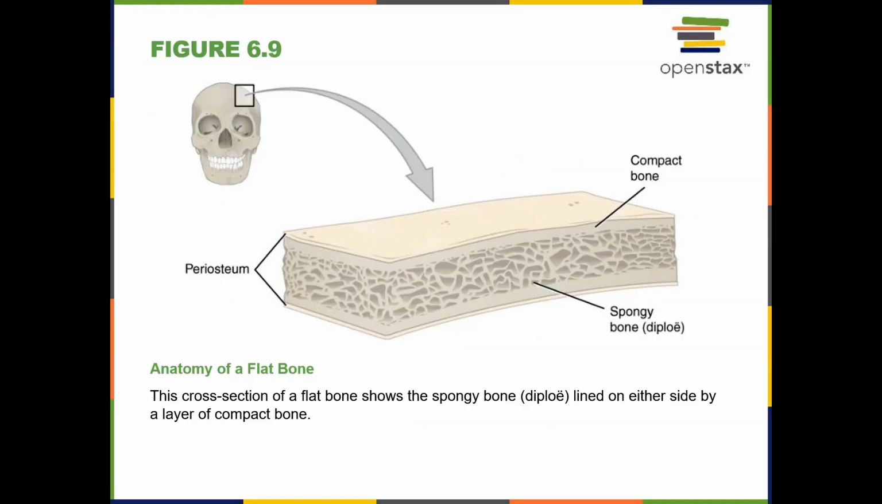Here we can see the structure of a flat bone where there are outer layers of compact bone surrounding an inner layer of spongy bone. And the overall surface of the flat bone is a broad, flat surface. And you can see that it's slightly curved. So the outer surface of the cranium is a convex curvature, but is formed out of flat bone.